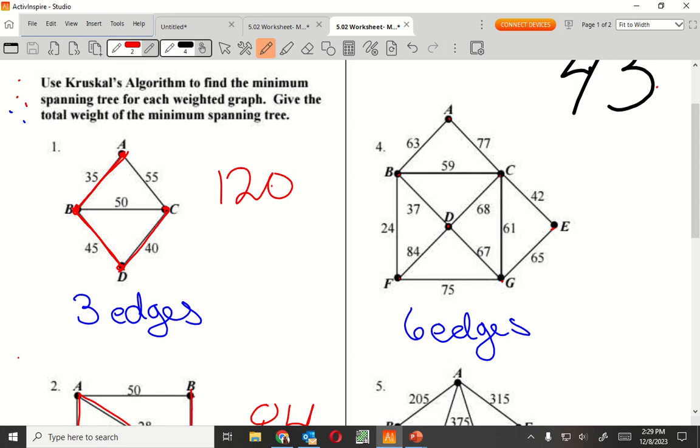24. 24 is my first one. After 24? 37. 37, very good. So that's 2. What's my third one? 42. 42. Fourth one. 59. Fifth one. 61. Sixth one. 63. That's the last one right there. Oh my lordy Lou. Tell me that number. All right, German. What's your weight? 286. Yay. There we go. You guys agree? 286. Yeah.